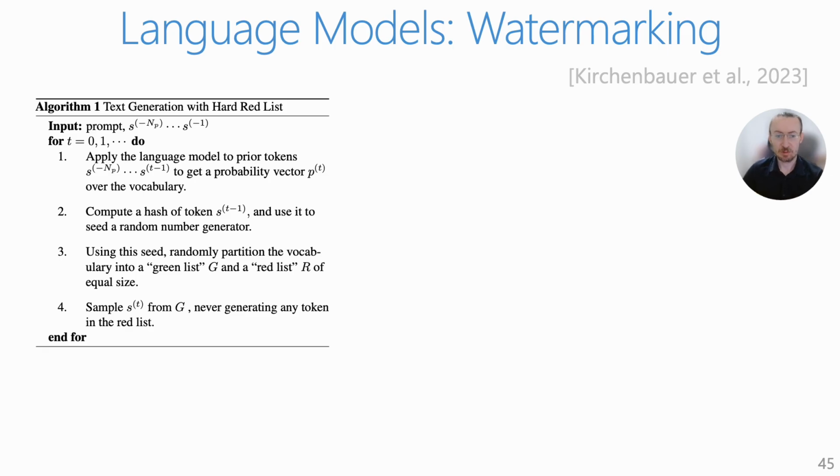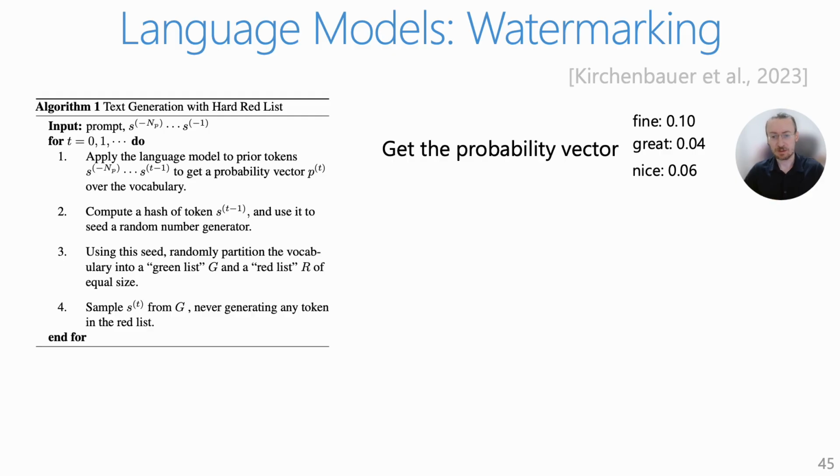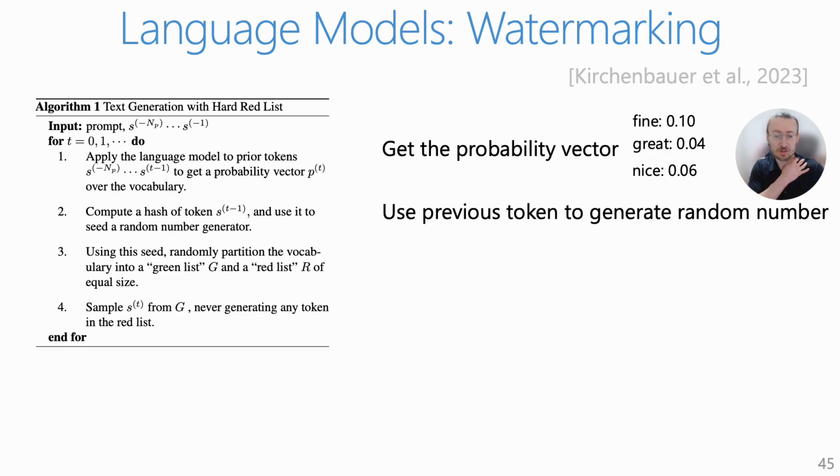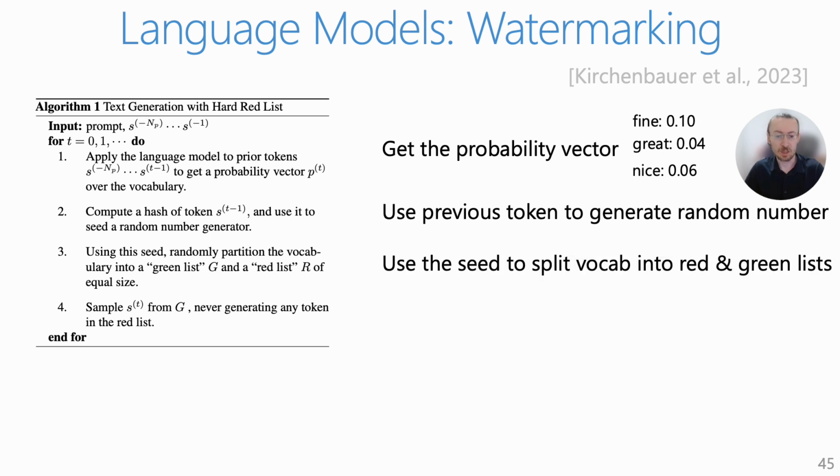So let me just describe more how we generate this text with watermark. Here we have the algorithm for the text generation with hard red list. Hard meaning that we always take a token from the green list. So we first get the probability vector. For each token we have the probability as we saw in the previous slides. And then we use the previous token to generate a random number. This is used to split the vocabulary into these red and green lists. And then we sample tokens. In this case, because of the hard red list, we sample the tokens only from the green list.